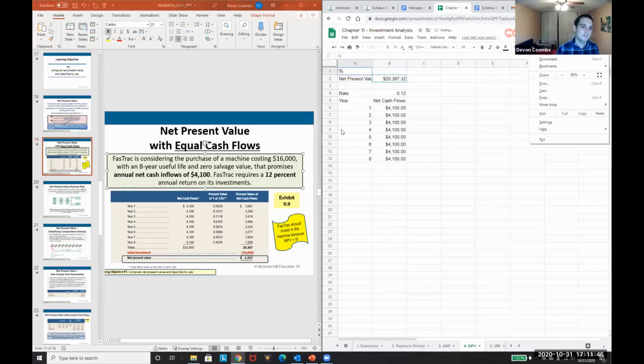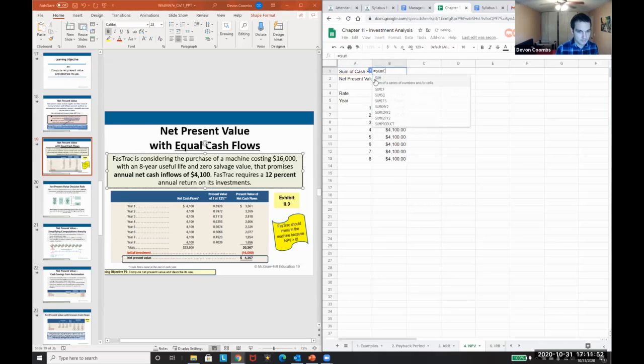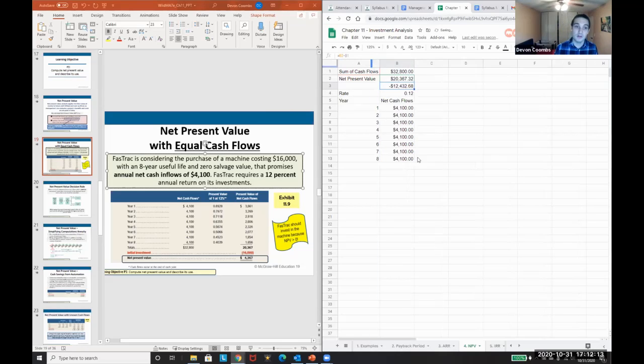Sum. So the sum of it is 32,000. That's how much you're getting over the next 8 years. But what's that worth in today's dollars? It's worth 20,000. So what is the value lost over the years? About $12,000, right? That it's better to have that money today. Having that money today saved us about $12,000. It's better to have that money today.